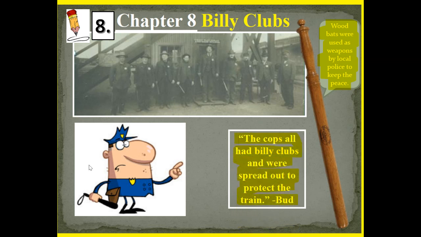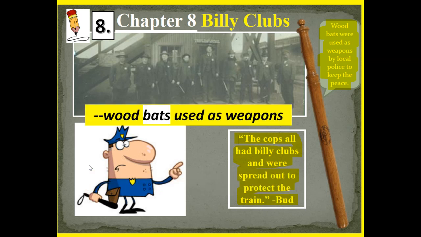The cops all had billy clubs and were spread out to protect the train. That's what Bud said. And what are billy clubs? Wood bats used as weapons, and they were wood bats that the train police used.